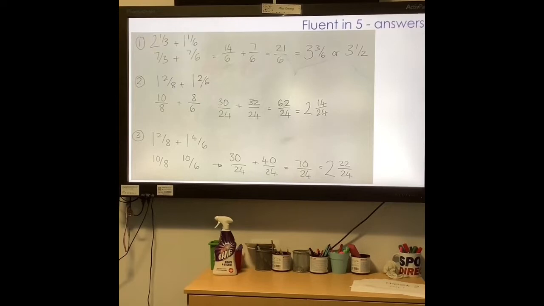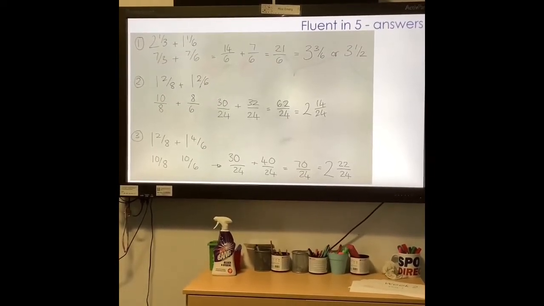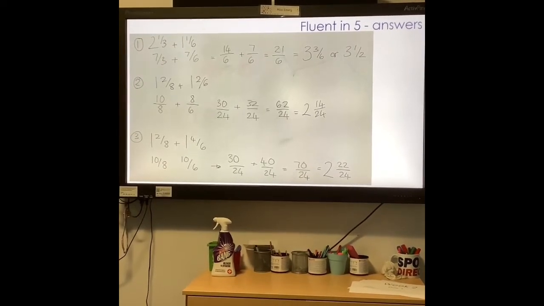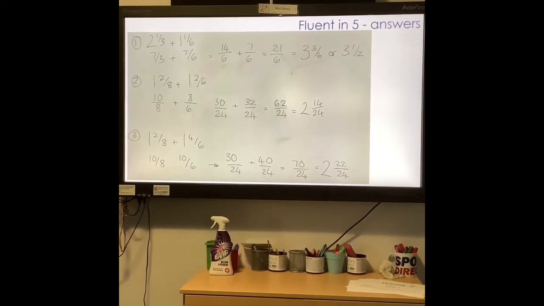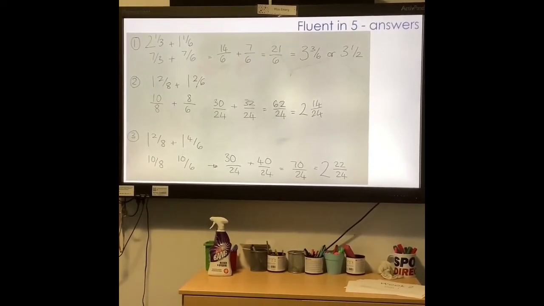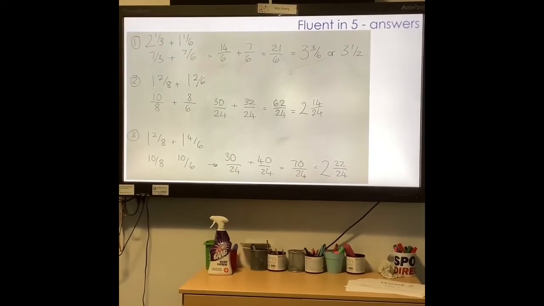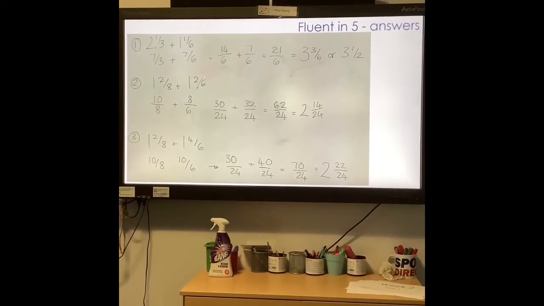Number 2, 1 2/8 add 1 2/6. Again, I had to transform them into improper fractions, which gave me 10/8 and 8/6. Then I had to give them a common denominator, which we found was 24. So it was 30 over 24, add 32 over 24. That gave us 62 over 24, which is the same as 2 and 14 over 24.